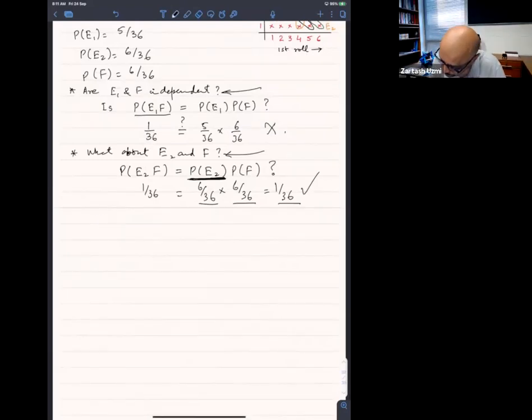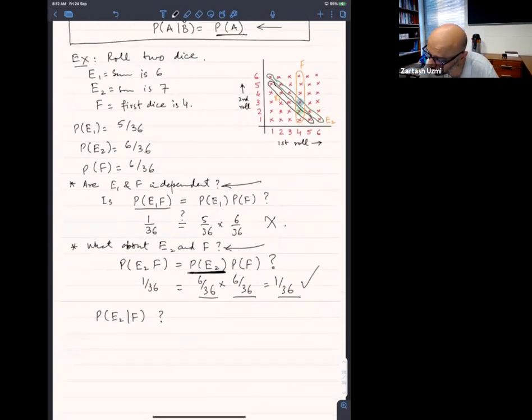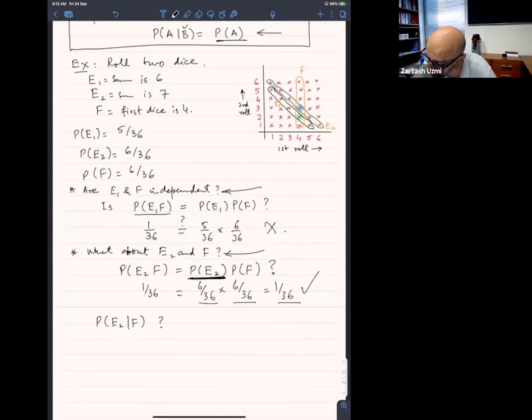Okay, now, another way of looking at the independence of E2 and F is to try to find out the probability of E2 given F. What is the probability of E2 given F? So let's take a look at the picture here. इस picture पे फिर दोबारा focus करते हैं, ठीक है? What is the probability of E2 given F?